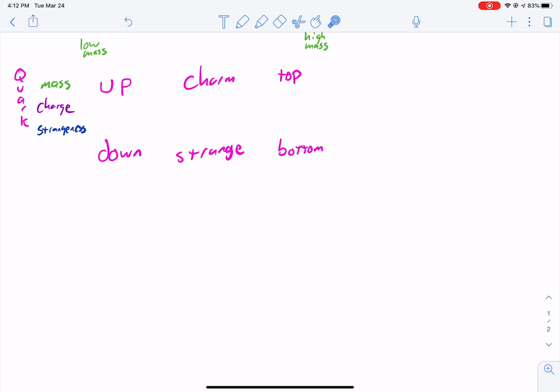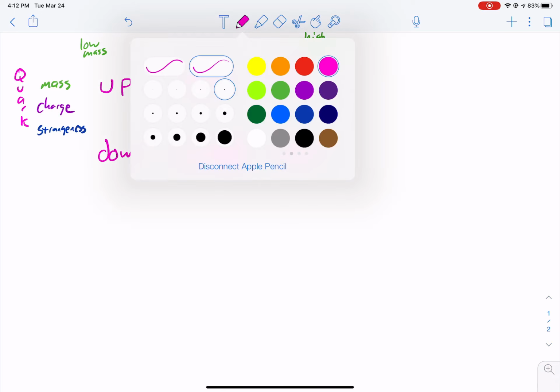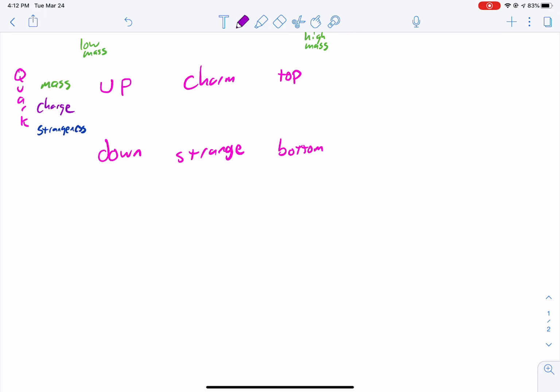U, D, C, S, T, B. Typically, that's how they'll be referred to when we're doing our Feynman diagrams next week. Okay, we have the charge. So that's the mass. We have the charge. Now, the charge is very important.